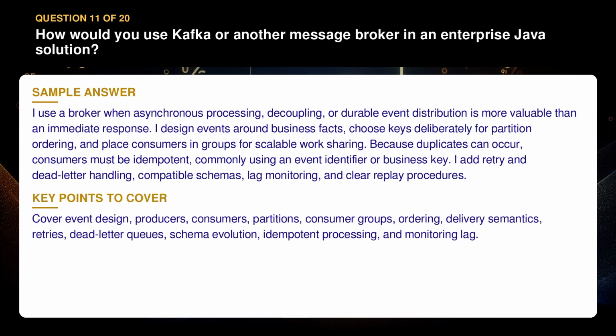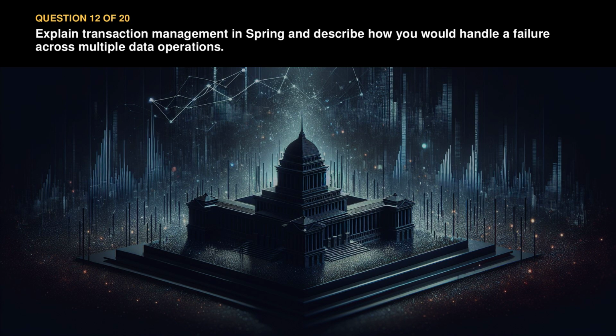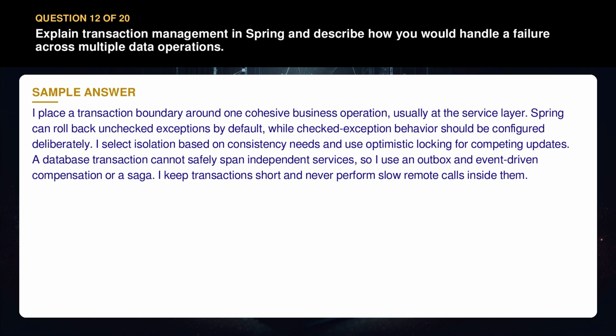Cover event design, producers, consumers, partitions, consumer groups, ordering, delivery semantics, retries, dead letter queues, schema evolution, idempotent processing, and monitoring lag. Question 12. Explain transaction management in Spring and describe how you would handle a failure across multiple data operations. I place a transaction boundary around one cohesive business operation, usually at the service layer.